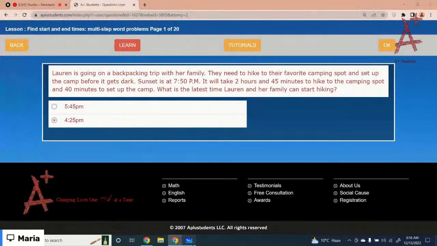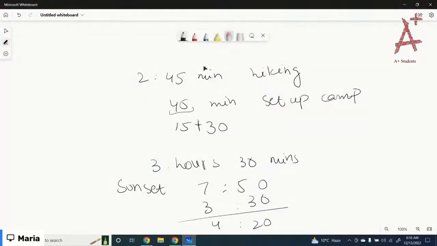2 hours 45 minutes and 40, not 45, sorry. It is 40 minutes. So you can write it as 15 plus 25. So you have to subtract. It would be then 3 hours and 25 minutes. So 7:50 minus 3 hours 25 minutes, that means they have to start the hike at 4:25 p.m.